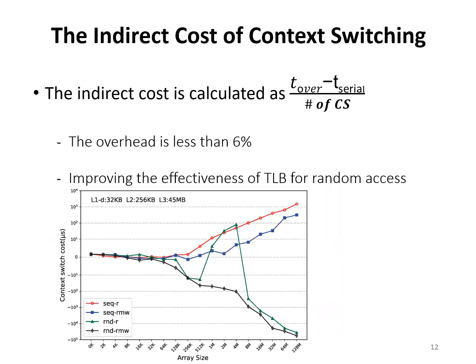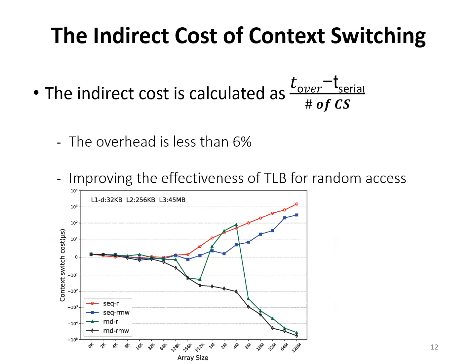Another concern is the effect of context switching on cache performance. We modified our microbenchmark so that each thread traverses a subarray between context switches. The indirect cost is calculated by the execution time of 2 threads minus the execution time of 1 thread, then divided by the number of context switches.